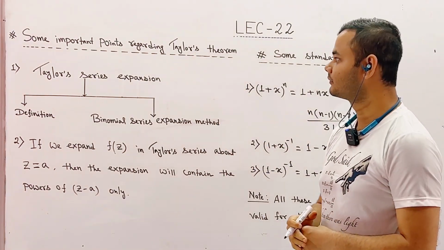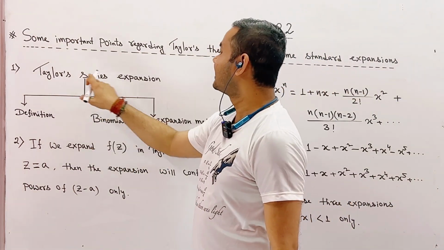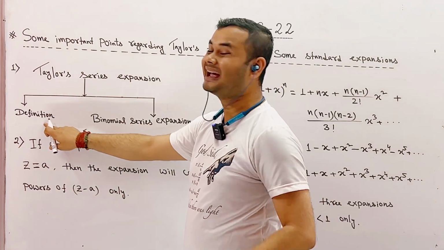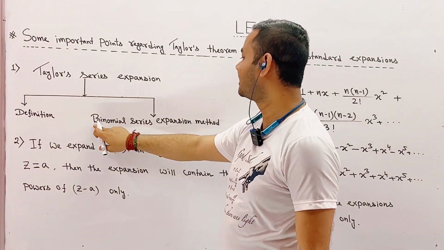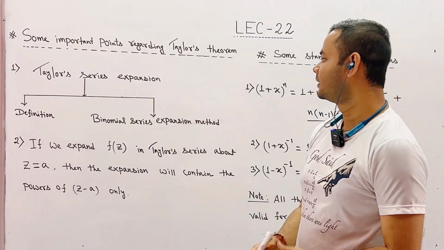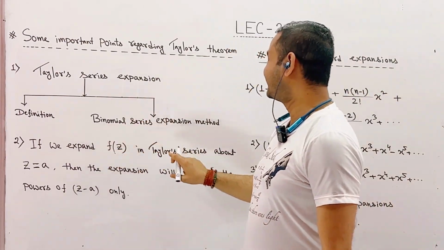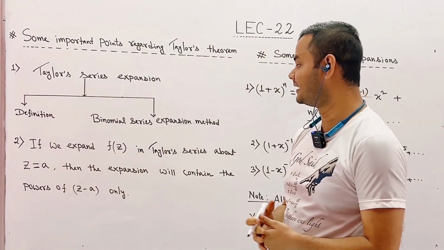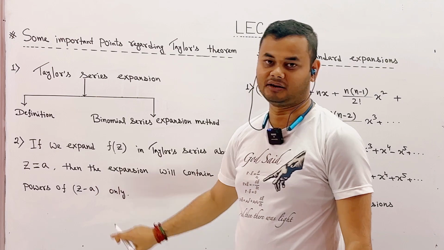Point number 1. Students, this Taylor's series expansion can be done two different ways. Number 1, by using definition, and second one is by using binomial series expansion method. Point number 2, if we expand f of z in Taylor series about some point z equal to a, then the series will contain the powers of z minus a only.